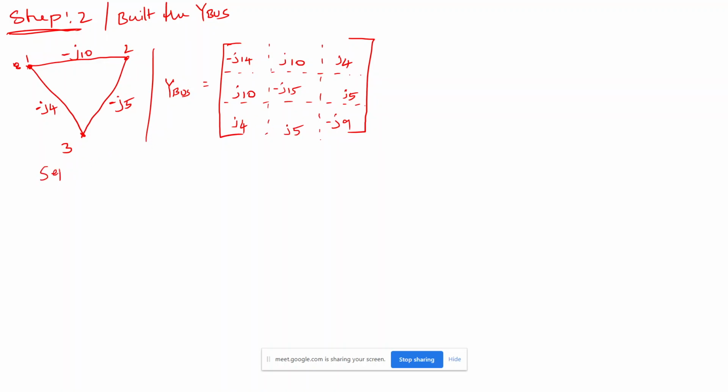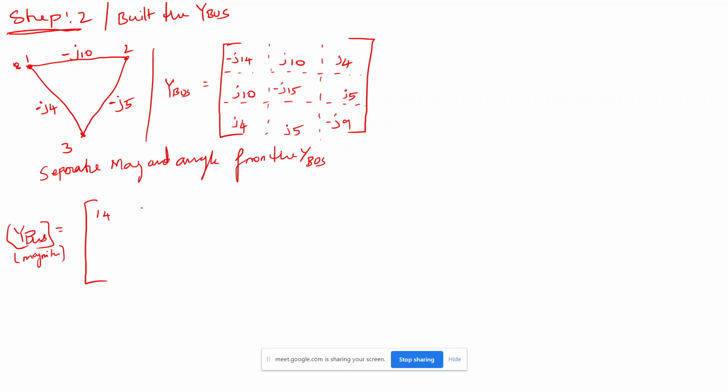So separate the magnitude and angle from the Y bus. How to do that? If I separate Y bus only in the magnitude, then the value will be 14, 10, 4, and here it is 10, 15, 5, and it is 4, 5, 9. I just took all the magnitudes separately.